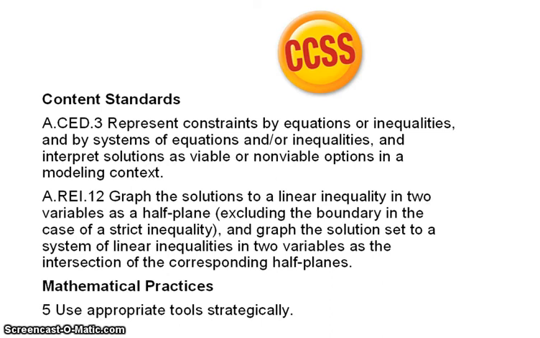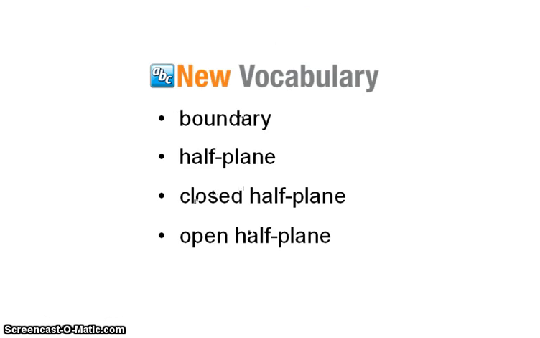We're still in the same Common Core set, okay? So the same ones that we've been working with. You do have some new vocabulary: boundary, half plane, and then we have a closed half plane and an open half plane. Now, these should sound a little familiar when we talk about closed and open. When we would graph inequalities on a number line, we had closed circles and open circles. So we'll talk more about that as they come up.